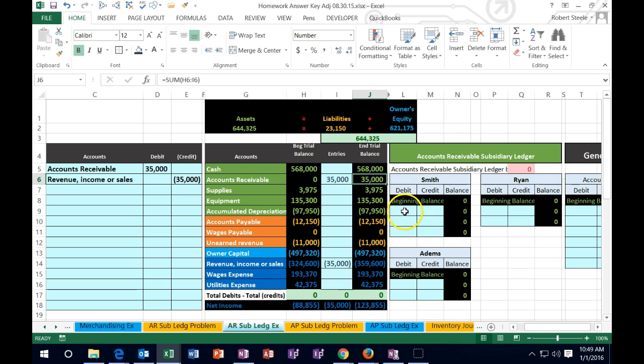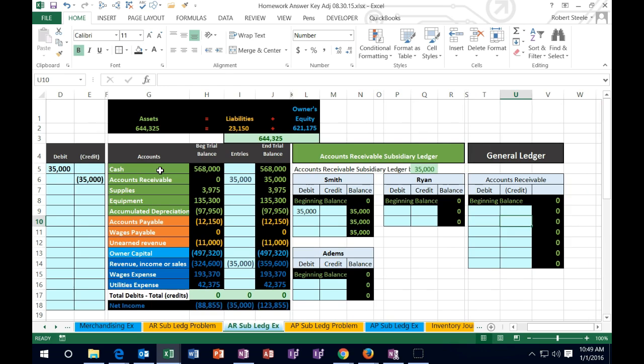So here we have Smith. We're just going to record that same debit side to this account here in the subsidiary ledger. I'm just going to say equals, and that's going to point to that 35,000 again. Now, also we're going to have this stuff in the general ledger. So I'm not going to post the entire general ledger out, but just to recognize that there is a difference. We're talking about something different in the subsidiary ledger than what we have seen in the general ledger.